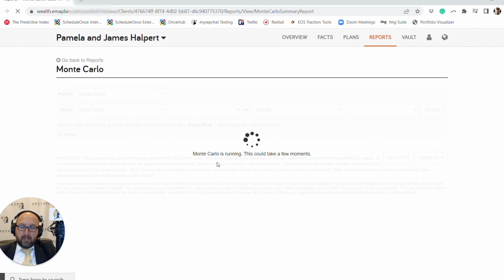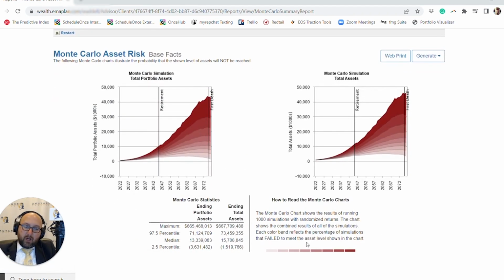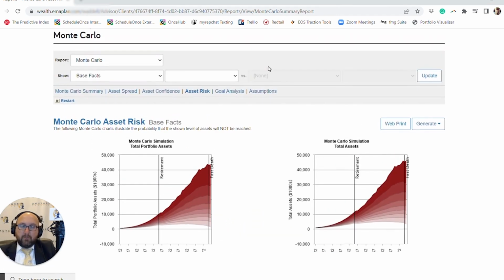Asset risk is basically a similar report. It just goes the opposite side. What's the risk level? And so it's going to be darker at the top, right? Because there's a much higher risk level.